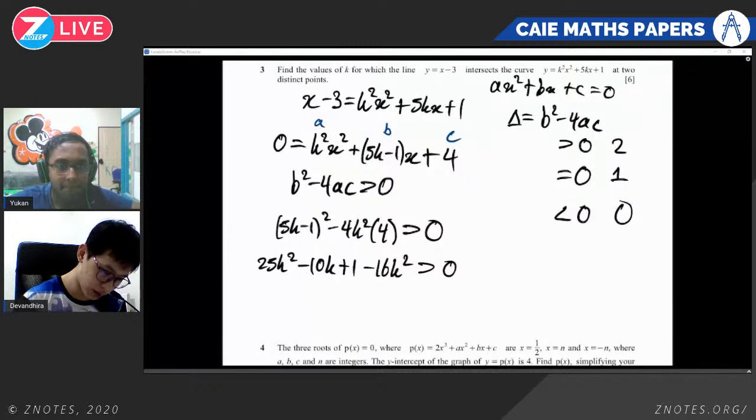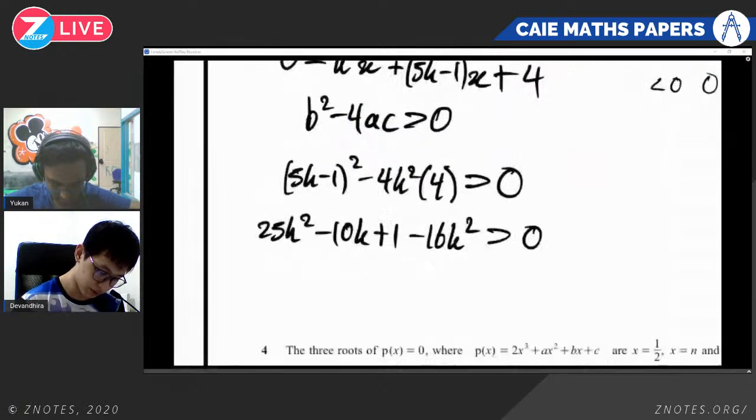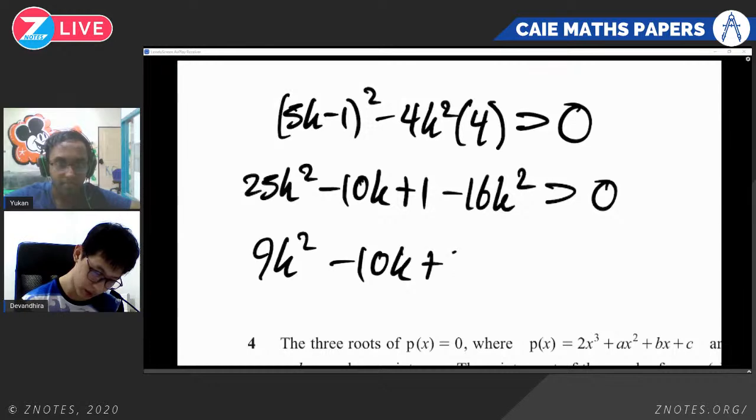Let me just reduce the size of this first, it's taking up space. So from here, we can simplify this a bit more. 25 minus 16, that's 9k squared. And everything is just the same.